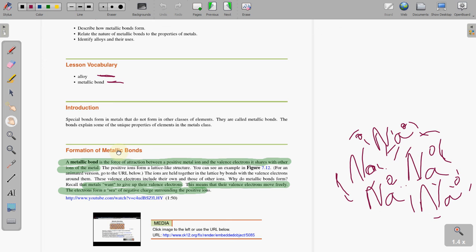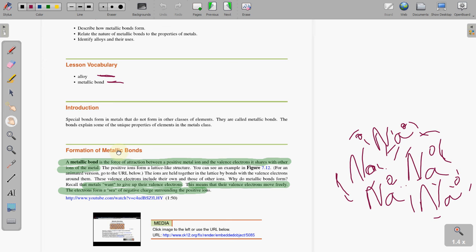Relate the nature of metallic bonds to the properties of metals, right? Go ahead and do it right now to the screen. Pause if you got to. All right. So what I heard you say while the video was paused is that metals are malleable and ductile because when they get hit or stretched, the sea of electrons protect the metal ions from repelling each other. And so metals are malleable and ductile.